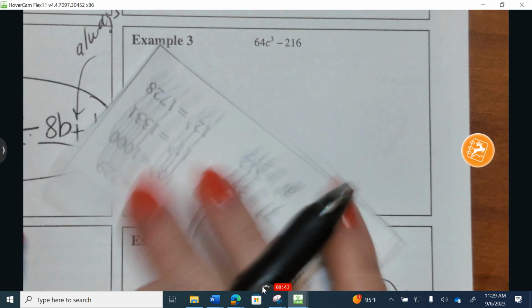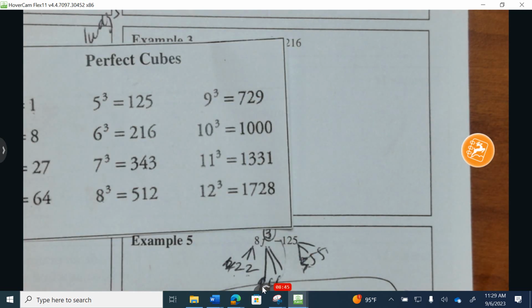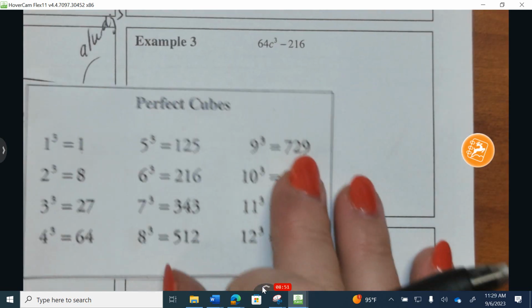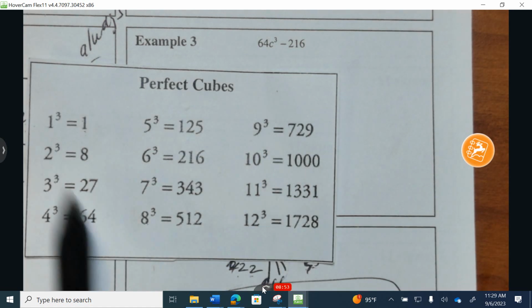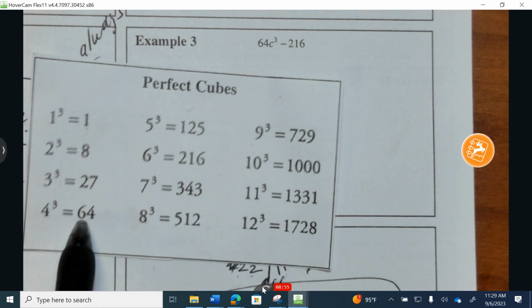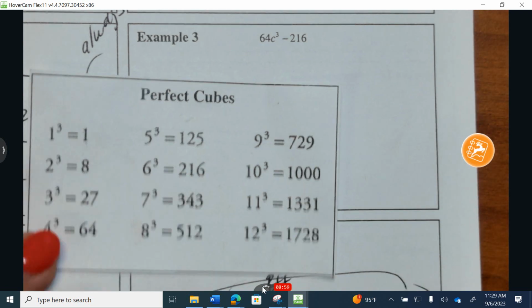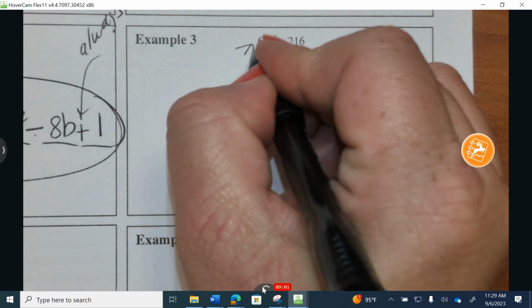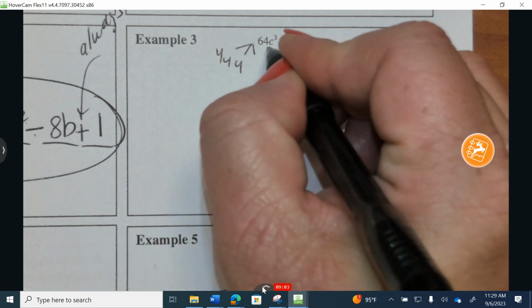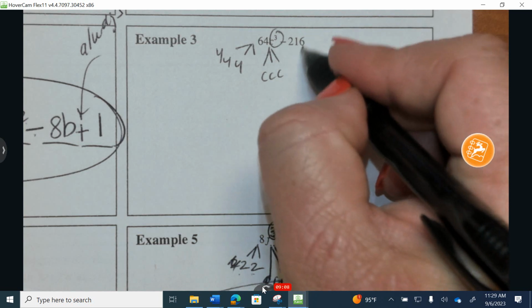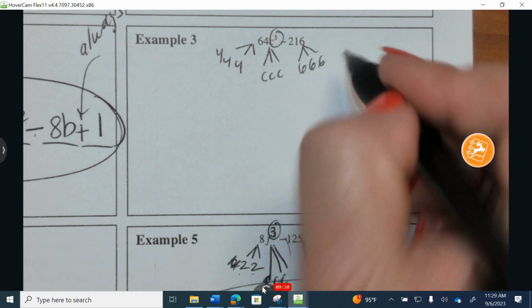You are looking at this. So as a reminder, this little pink piece of paper, this only applies to squares, and we're working on cubes. So this should be upside down so you're not confused. Is 64 on this list? It is. Is 216 on this list? It is. So I want to see you show your work. 4, 4, 4. C, C, C, because I'm breaking this into 3 parts. And 6, 6, 6.